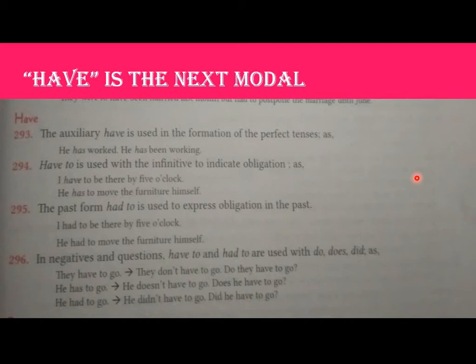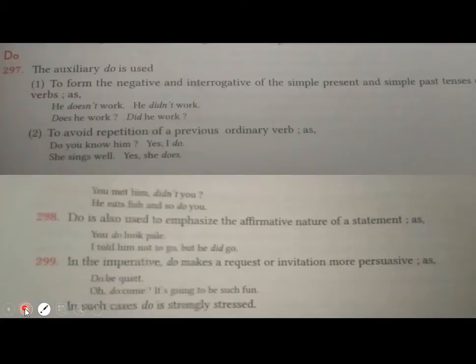In negatives and questions, have to and had to are used with do, does, did, etc. So: they have to go. They don't have to go. Do they have to go? It's something like that. He has to go. He doesn't have to go. Does he have to go? It's something like that, guys.